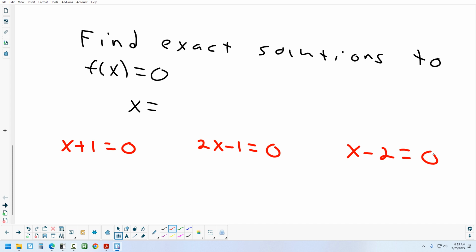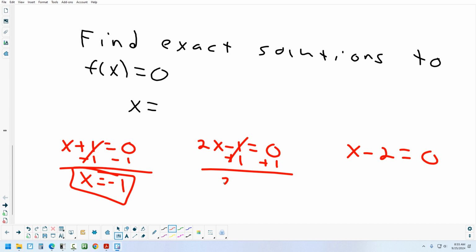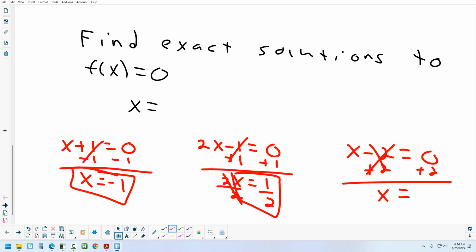What would be your first and only step to get x by itself in this first one? Subtract 1 on both sides. So we get x equals -1. All right, let's try it here. What would be your first step to get x by itself in the second one? Okay, so we're going to add 1 on both sides. And your last step would be to divide by 2. And that gives me x equals 1/2. And what about on the third one? Add 2 to both sides. We get x equals 2.